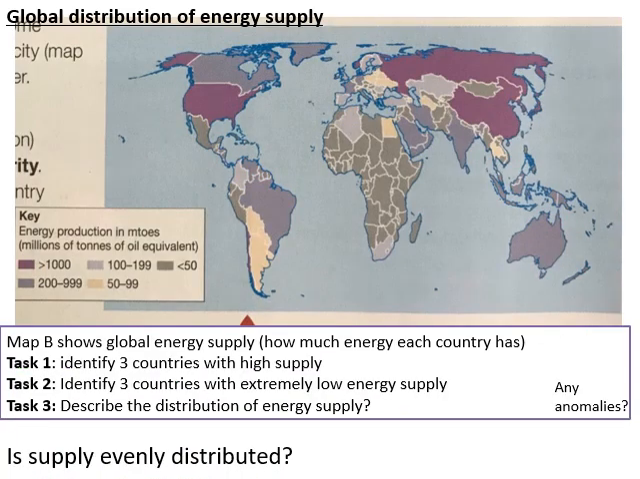So on this slide, we're going to practice that skill of interpreting a map again. Very similar tasks. Identify 3 countries for task 1, same for task 2, and again describe the distribution for task 3. This map is showing us energy supply. So this is about who has the energy. Okay, who has the energy? And again, the key is slightly different, but make sure you look at that carefully in order to interpret the map correctly. You can pause the video now and have a go.